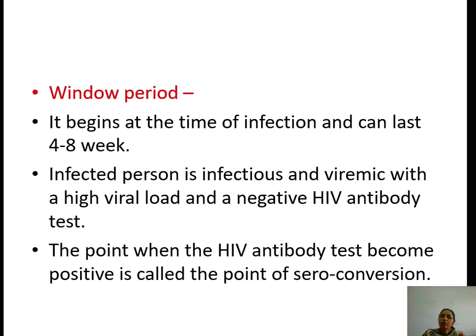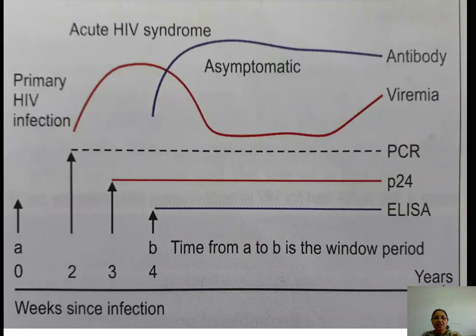Now, the initial 4 to 8 weeks are very important. They are known as the window period. It begins at the time of infection and can last 4 to 8 weeks. The infected person is infectious and viremic with a high viral load and a negative HIV antibody test. So, if we screen these patients, the test is negative. They are not positive in our routine screening test, that is the ELISA test. The day on which the HIV antibody test becomes positive is the point of seroconversion, because of the presence of HIV antibodies.